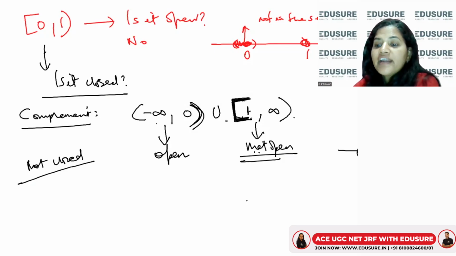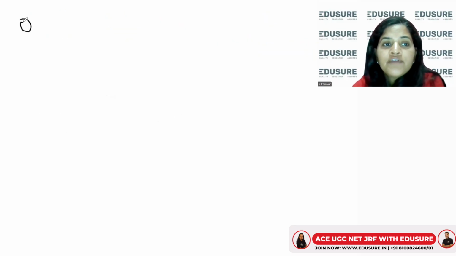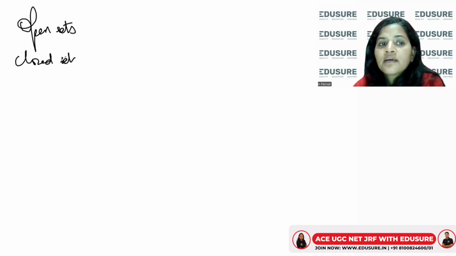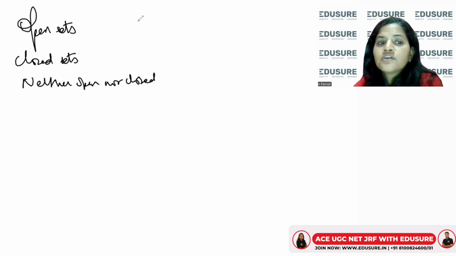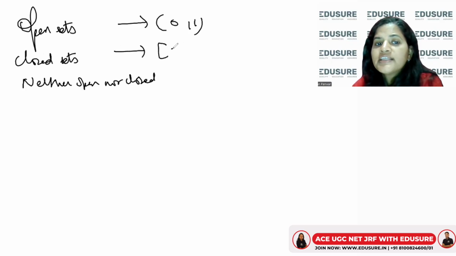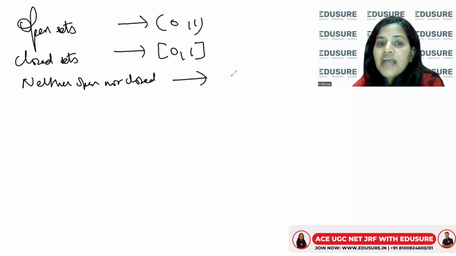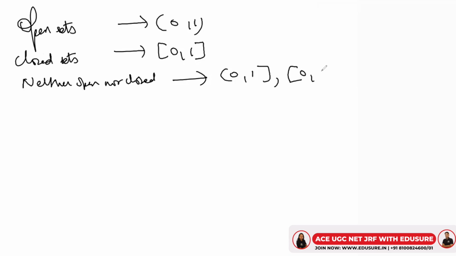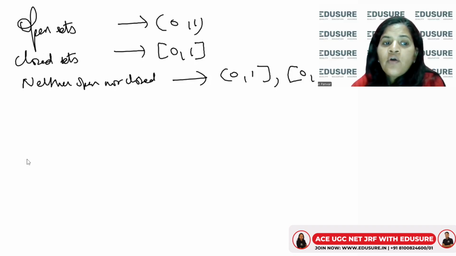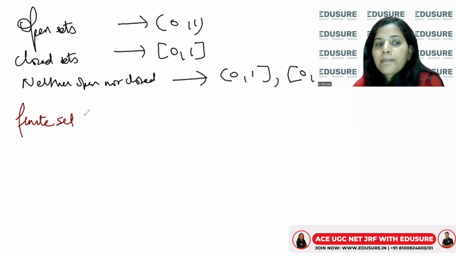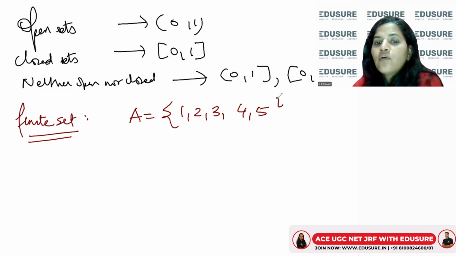Okay. So what are the categories of sets we have? We can have open sets, we can have closed sets, and we can have neither open nor closed. So for example, 0, 1 closed set, example, closed interval 0, 1. Okay. Now, right now I am taking all intervals. Let me take an example of a finite set. Let A be the set 1, 2, 3, 4, 5.